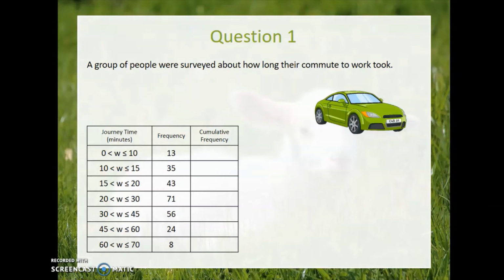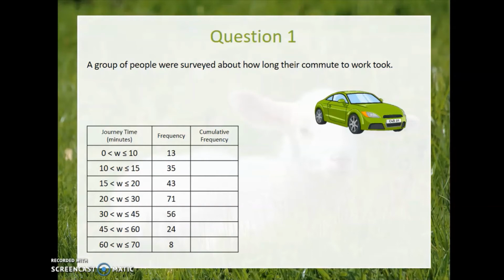Okay, so here's a question for you to do. Group data of people who were surveyed about how long their commute to work took, how long it took them to arrive at work in minutes. Could you pause the video here and produce a cumulative frequency graph by completing the cumulative frequency table, drawing out a set of axes and completing the cumulative frequency graph, and could you also use that graph to find an estimate of the median? You have the ability to pause the video at this point.